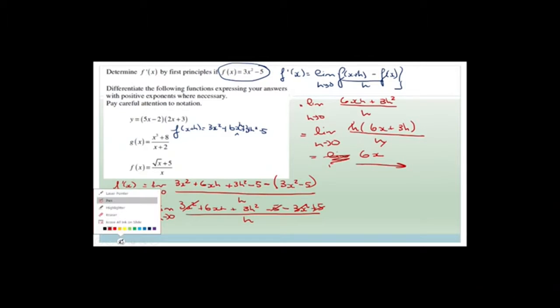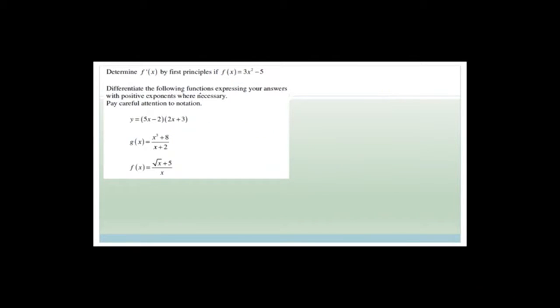Okay, now, next, it says differentiate the following functions. Express your answer with a positive exponent when necessary. Please pay careful attention to notation. Do you agree that the only way I can differentiate this is to multiply these brackets? So y is equal to first times first, which is 10x squared, then minus 4x plus 15x, and then obviously minus 6. So that becomes 10x squared plus 9x.